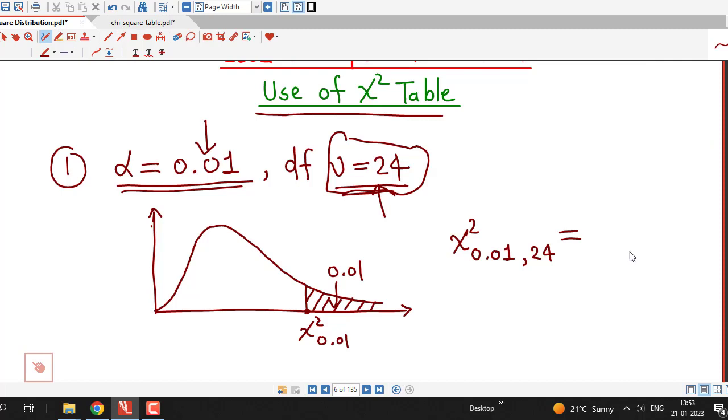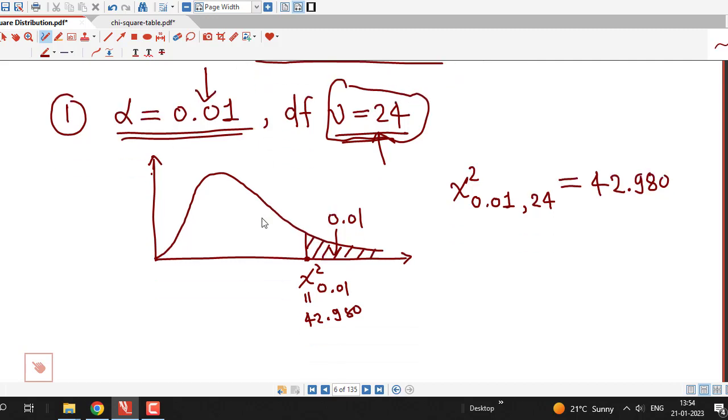42.980. So that is our critical value, 42.980. We will require to find this type of critical values whenever we consider hypothesis testing related to chi-square distribution.